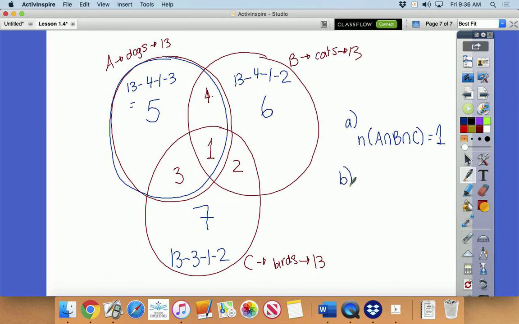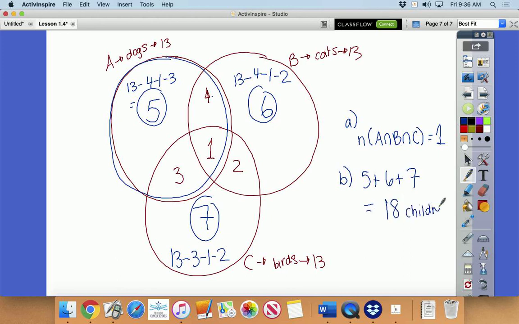For B, they want to know how many children have only 1 pet. So that would be this number here, this number here, this number here, added together. So that would be 5 plus 6 plus 7 added together, and that would give you 18 children have only 1 pet.